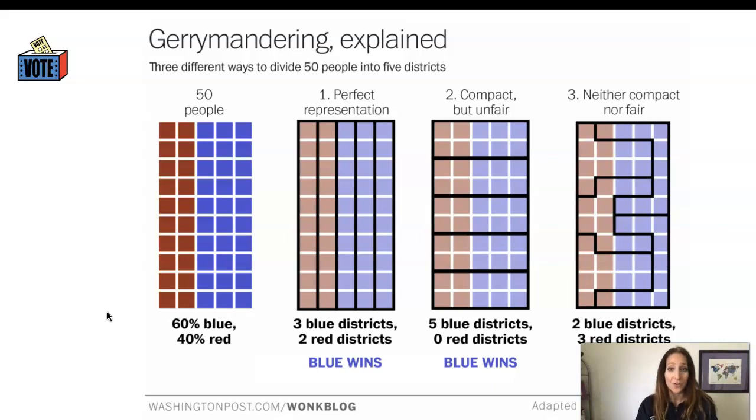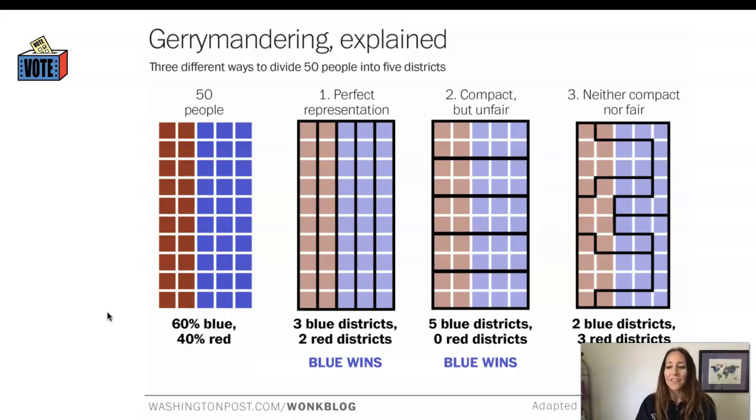Then you could also redraw it the other way, number 2, compact and unfair, where they make sure to draw the districts to where any time, no matter how many votes are cast, if every single person votes, it will be Democrat every single time. A Democrat would win all 5 districts that are there. Even though there's 4 Republicans in each of the districts, even if they come out and vote every time, they will be outvoted.